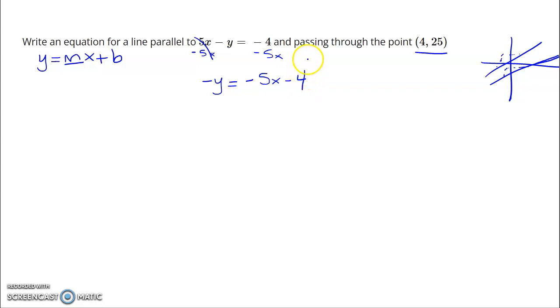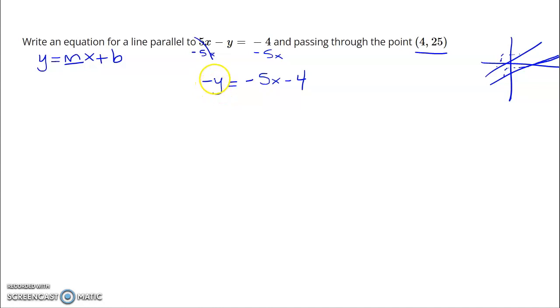Notice every single term kept the sign in front of it. So the y had a negative in front of it, the 5x had a negative in front of it, and the 4 had a negative in front. So make sure those signs stay with the term they're in front of.